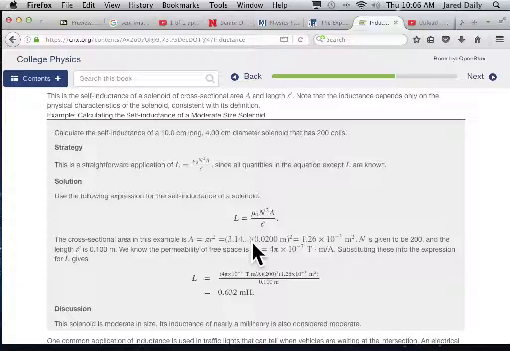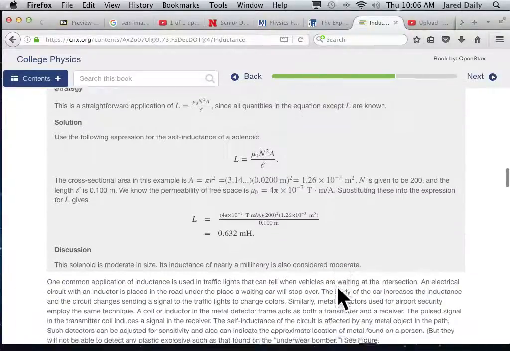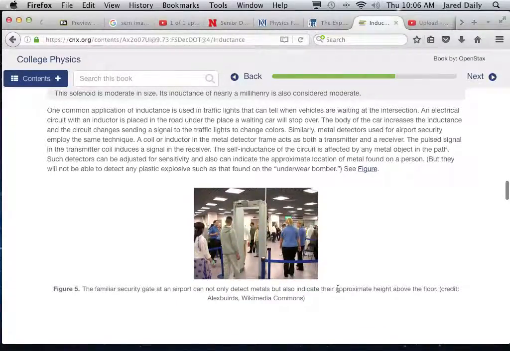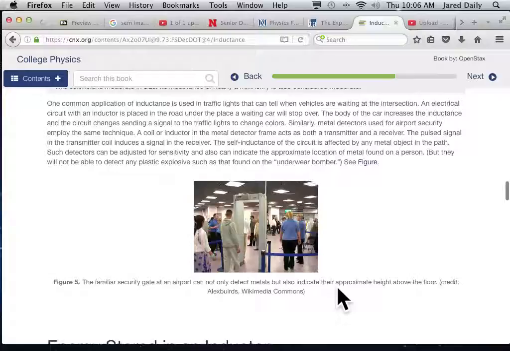And we also need to convert everything into meters for length and all of that. So we do all of that, and we get 0.632 millihenries, 0.632 times 10 to the minus 3 henries, named after our friend Joseph Henry, for the self-inductance of this coil. So, and here's a great application of this right here, the security gate at an airport.